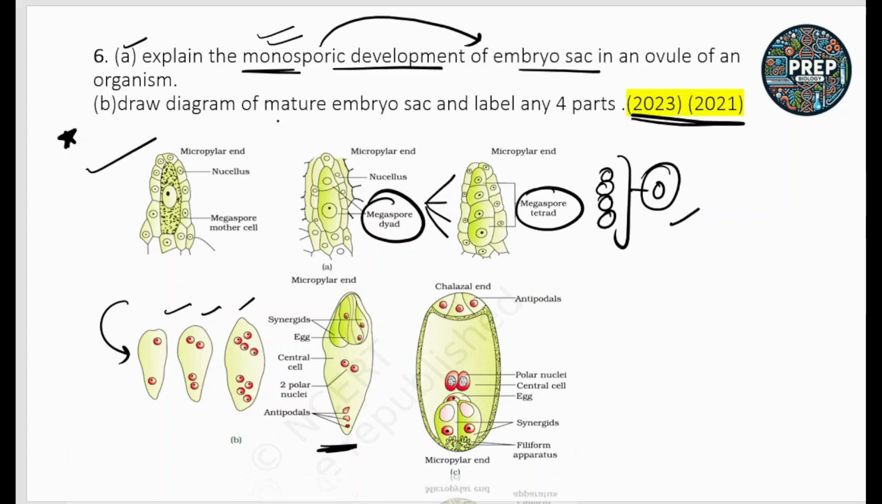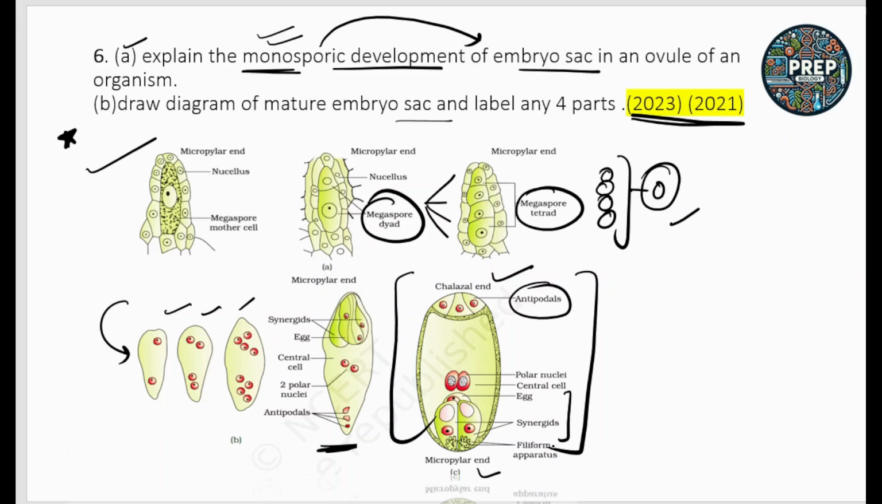Okay, and draw the diagram of the mature embryo sac. This is the diagram of the mature embryo sac, where we have the chalazal end and micropylar end. The chalazal end has antipodals, the micropylar end has the egg apparatus, and we have the polar nuclei in the middle. So all these structures are also very, very important. Revise these structures carefully. Okay.